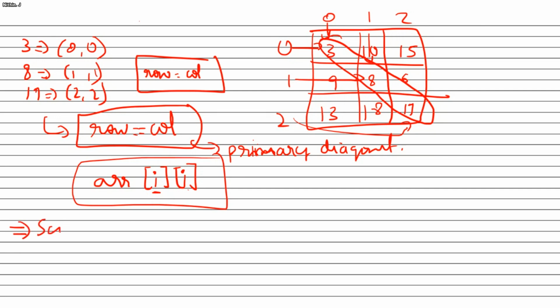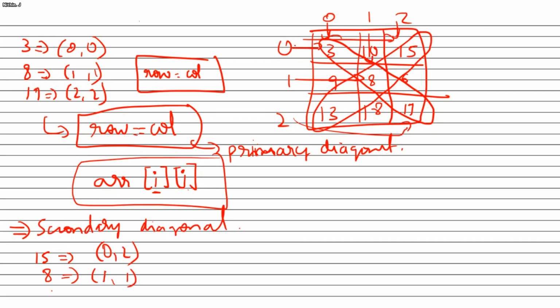And coming to the secondary diagonal, let's start marking down their locations. So this is my secondary diagonal, and my 15 is located at the coordinates 0, comma 2, and my 8 is present at the coordinate 1, comma 1, and my 13 is present at the coordinate 2, comma 0. So as you can see, there is yet another pattern in the locations of the elements of the secondary diagonal.